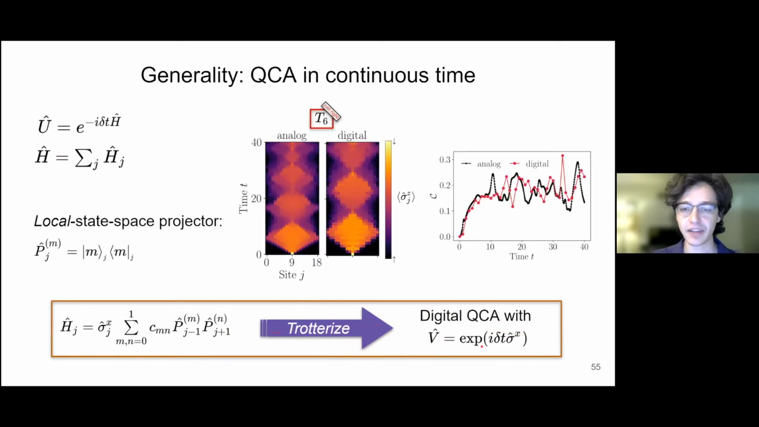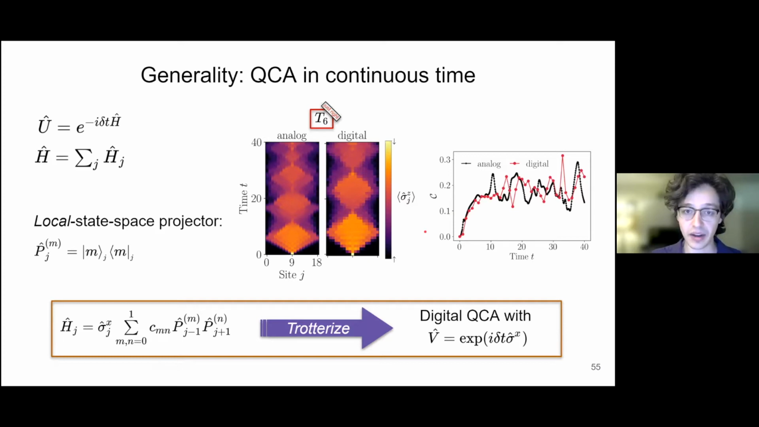And if we say run rule T6 in either analog or digital case, we get very similar dynamics shown here as the magnetization and clustering. And so what we deduce is that it's not so much about what you do to the center site, it's more about how you constrain it, how you allow that update to happen.